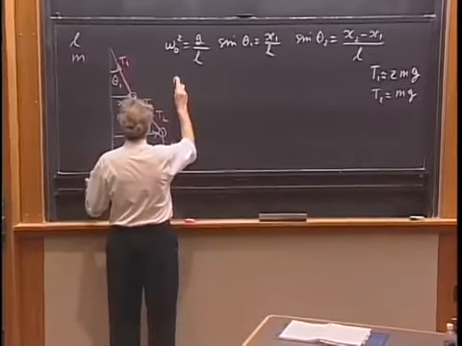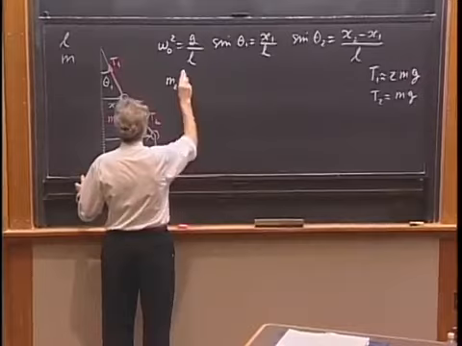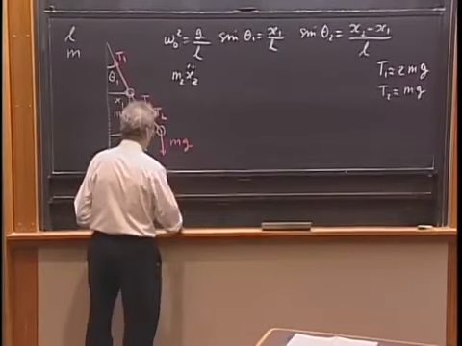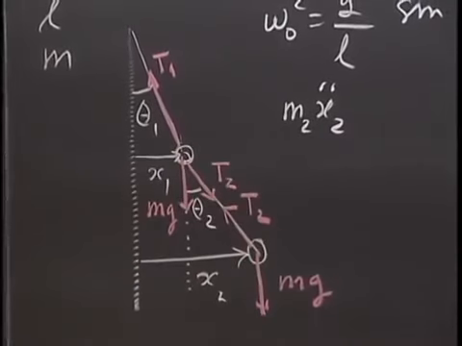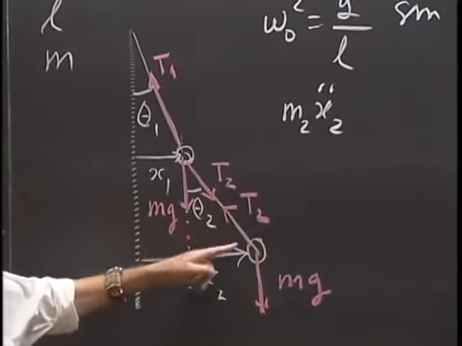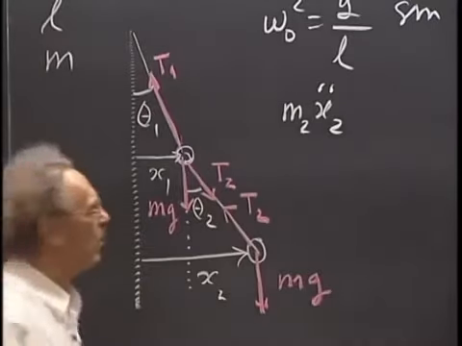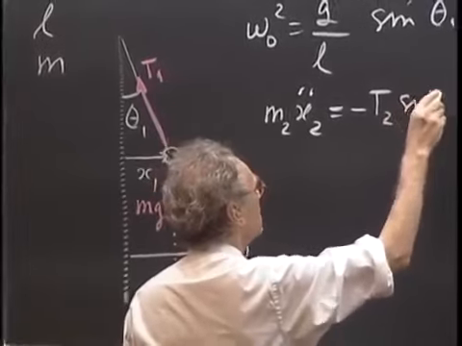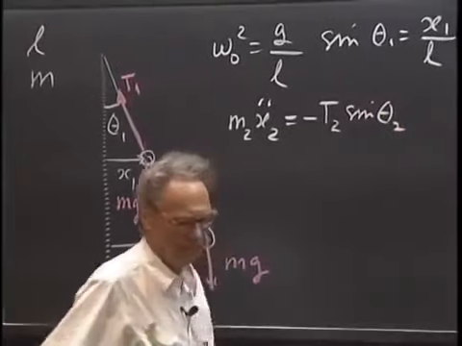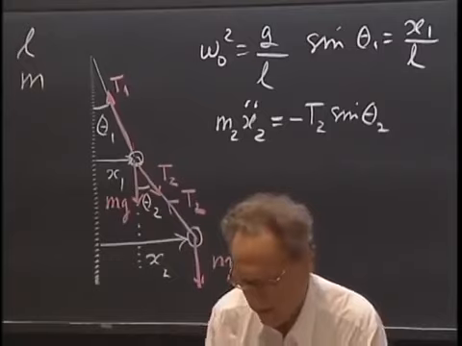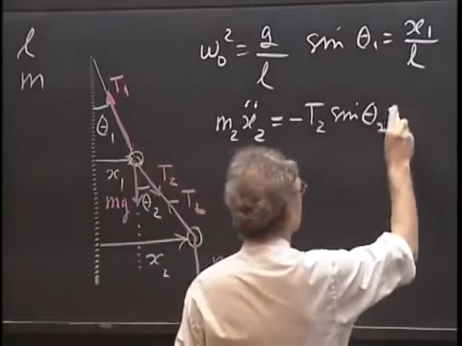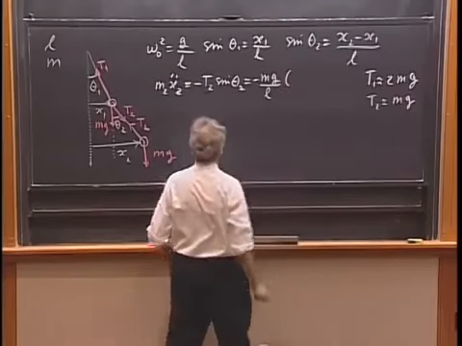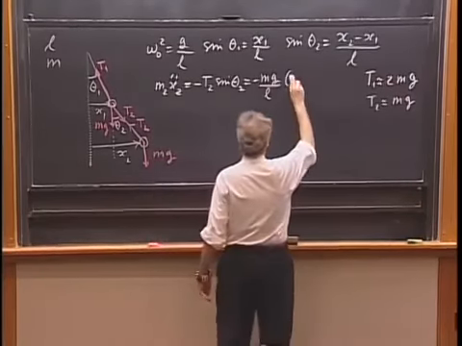m2 x2 double dot. And so the only force that is driving it back to equilibrium in the small angle approximation is then the horizontal component of the T2. So that equals minus T2 times the sine of theta 2. And for that I can write minus mg divided by L times x2 minus x1.